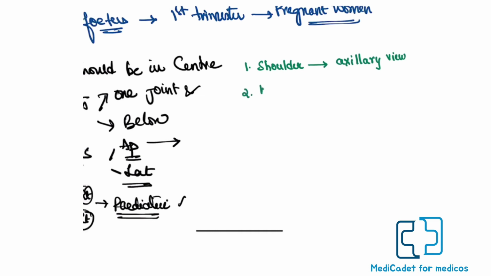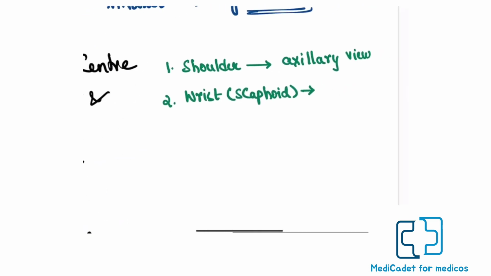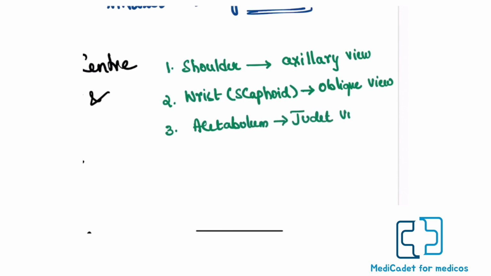Then coming to your wrist, you have your very important carpal bone, that is the scaphoid. To identify a scaphoid fracture, you have to go for the oblique view, right? And then coming to the acetabulum, you have the very important Judet views, where you can comment on fractures of the acetabulum, like anterior column, anterior wall, and posterior wall fractures. To comment on these columns and walls, you go for the Judet views, right?